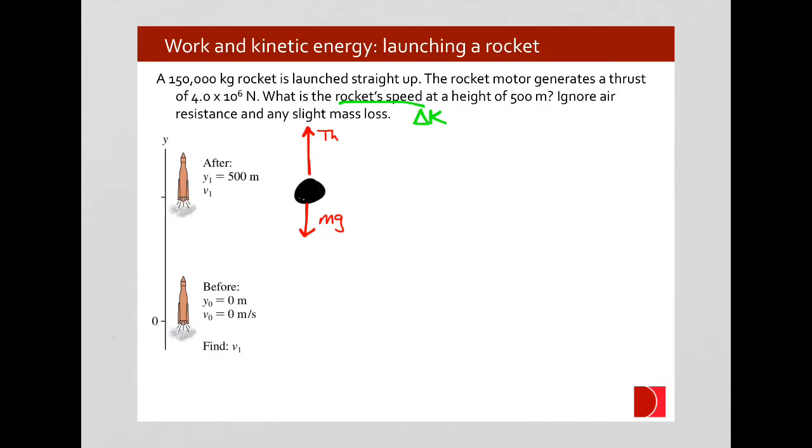So in this case, we have a free body diagram. We've identified the forces that are acting on the object, and we know that its displacement is 500 meters upwards, because as it goes up in the air, that means it has an upward displacement to it.